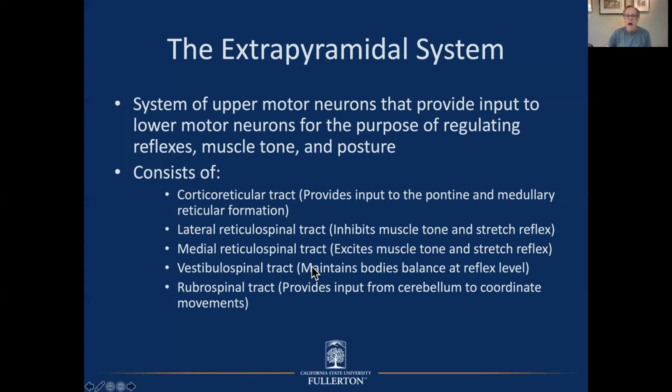And that's about all we're really going to say about the vestibulospinal and rubrospinal tracts, sort of their function and their location. And so you begin to understand that our movements are modified and smoothed out, coordinated, and become reflexive with these brainstem mechanisms.